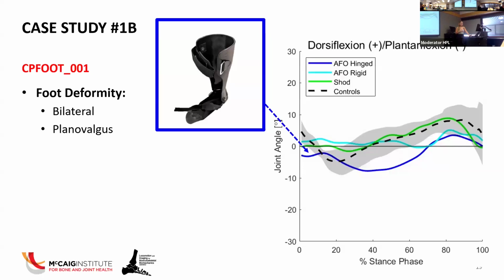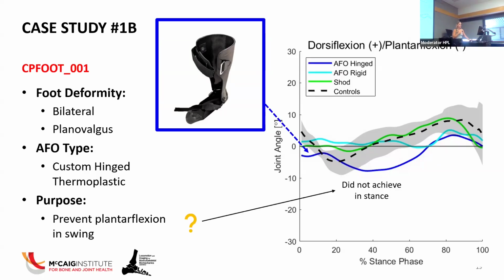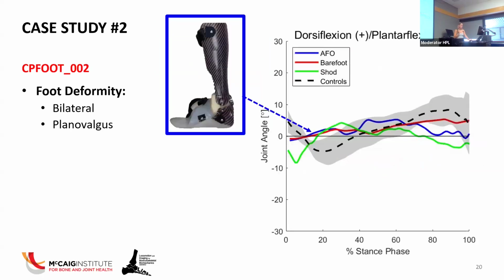Next, this is the same individual, just with a different AFO, which is really cool to see how different AFOs can actually impact these joint kinematics in the same person. The same foot deformity, but this is with a hinged thermoplastic AFO. And again, the purpose of this was to prevent plantar flexion in swing. But with this, we can see that it actually did the opposite in stance, where it brought them into more of a dorsiflex position compared to both their SHOD and their rigid AFO trial, which is interesting because that's the opposite of what it's trying to prevent in swing.